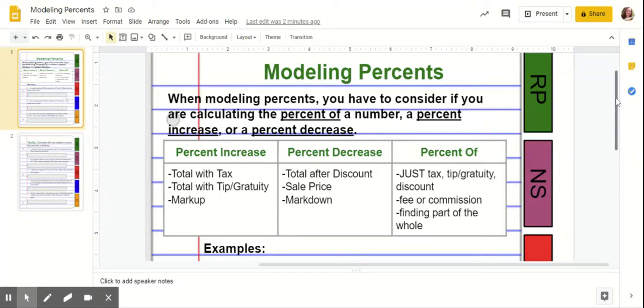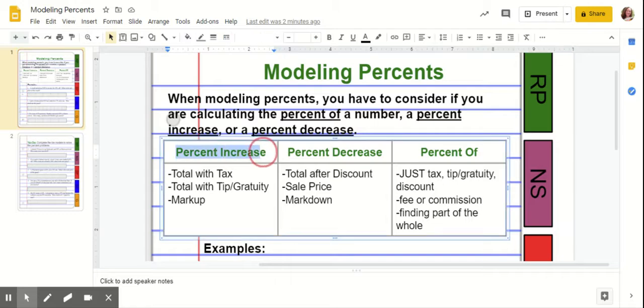Your notes today are about modeling percents. When modeling percents, you have to consider if you're calculating the percent of a number, a percent increase, or a percent decrease. In years past, when you've worked with percents, you know that they are a fraction out of 100. So, percent increases are situations where we go above that 100.